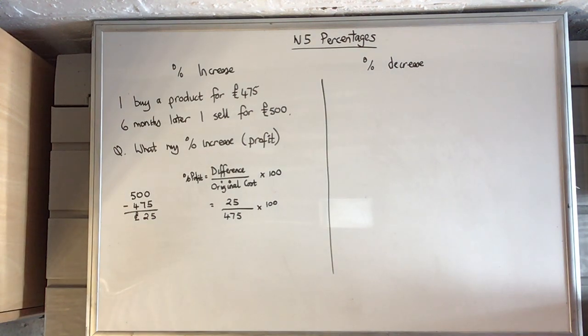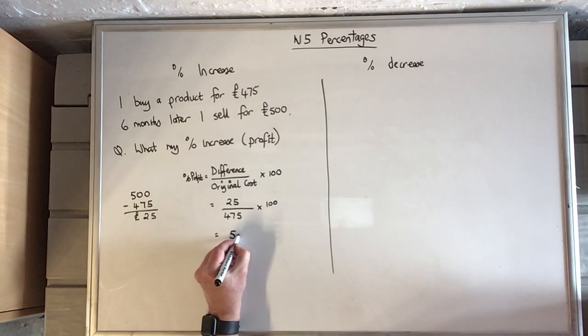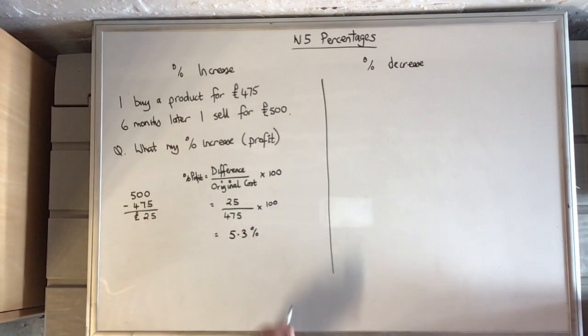So let's see how we're going to work that out. Take your calculator, put 25 divided by 475, and then you times that by 100, and you should get an answer of about 5.3%. Approximately, one decimal place, 5.3%. So you made a wee bit of profit in there. Okay, that's how you do percentage increase. Decrease is done exactly the same way.